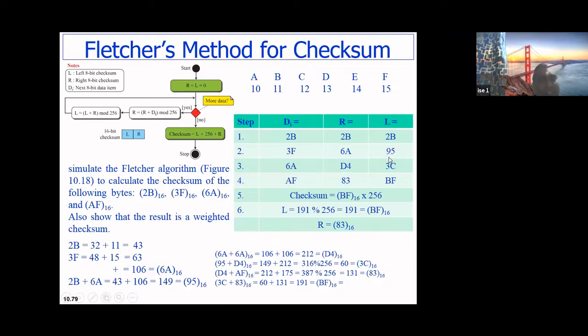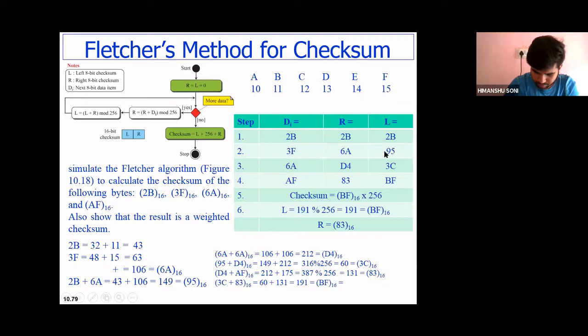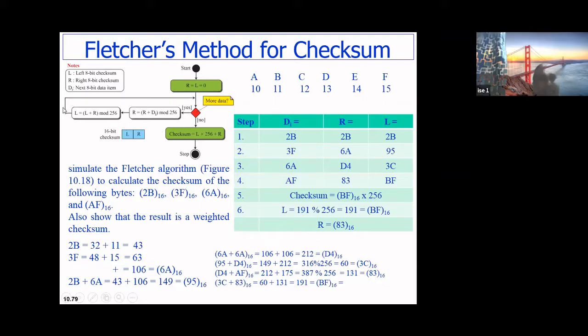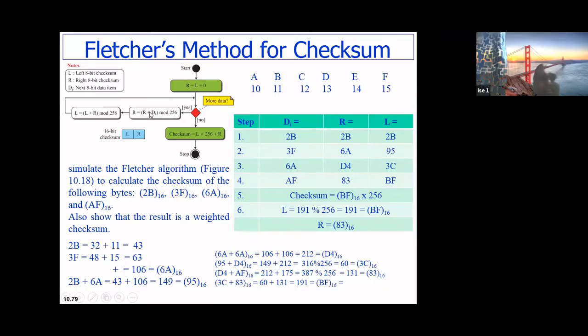Have you understood till this step 2? Now next, I'm looping back here and coming for more data. I'm asking for more data. Yes, there is more data because 6a is there. Next data is 6a. So this 6a is coming, and it will be added to the current value of R. The current value of R is 6a, and this 6a is coming as data 3. You got the idea?